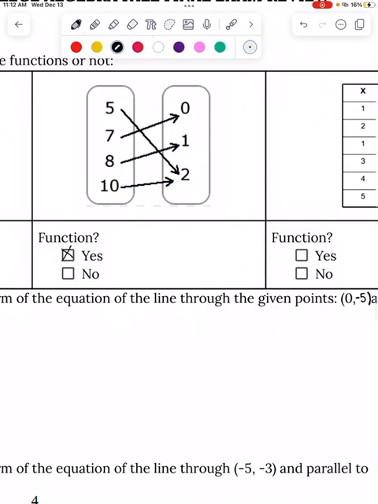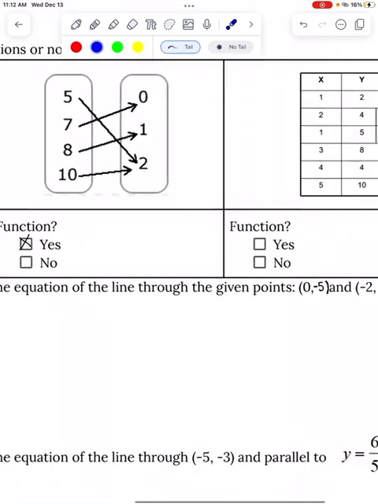It is okay. See how 2 has 2 arrows pointing to it? That's okay. But it's not okay if, let's say, 5 had 2 arrows going to 0 and 2. That's not a function. You need 1 arrow from the left.